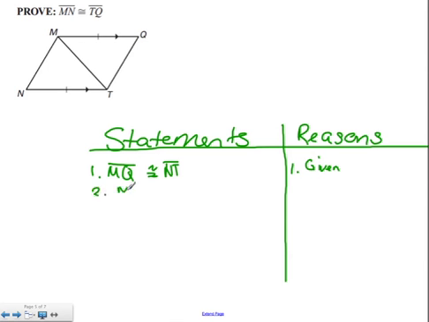Secondly, we know that MQ is parallel to NT. I guess both of these need to have segments on top of them. Make sure to not get too sloppy with things.